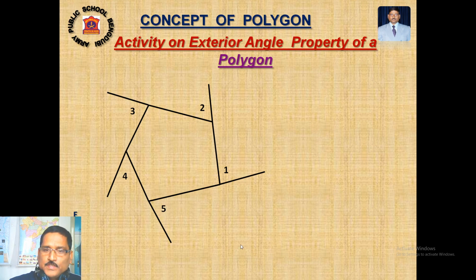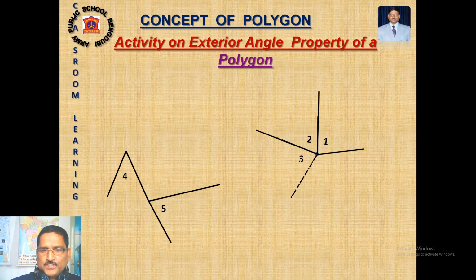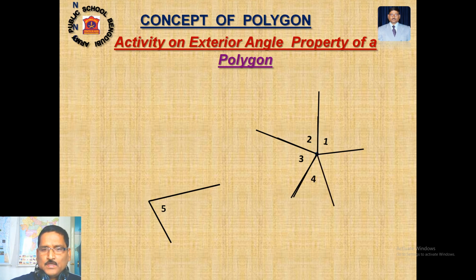Okay, now draw a point on a chart paper and cut the angles one by one and paste them around this point, and see what shape is coming. First I will cut angle 1 and paste it here, angle 2 cut and paste it here, angle 3 cut and paste it here, angle 4 cut and paste it here, angle 5 cut and paste it here.